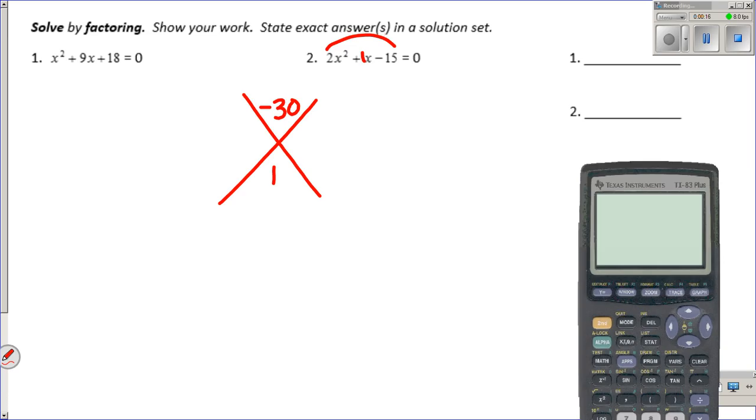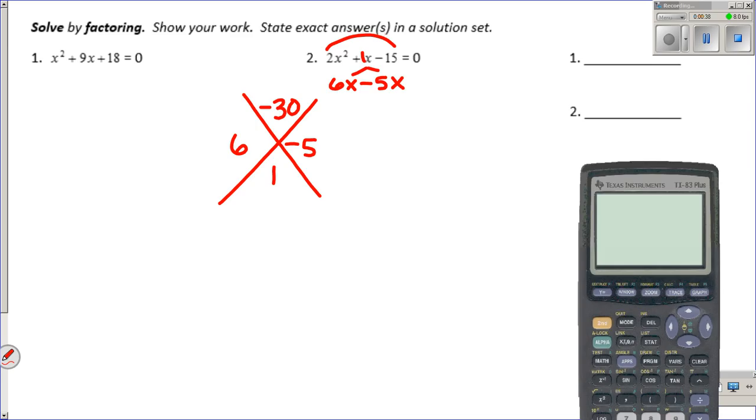So we're looking for factor pairs of negative 30 that have a sum of positive 1. We could use positive 6 and negative 5. 6 times negative 5 is negative 30, and 6 plus negative 5 equals positive 1. So we're going to split the 1x into 6x minus 5x. That is still equivalent to 1x.